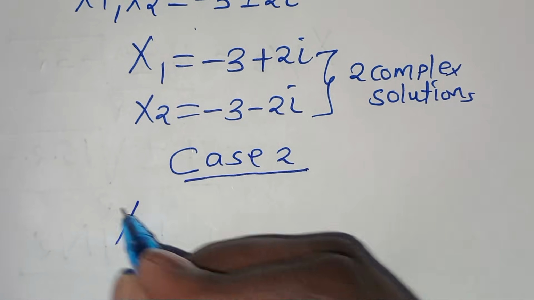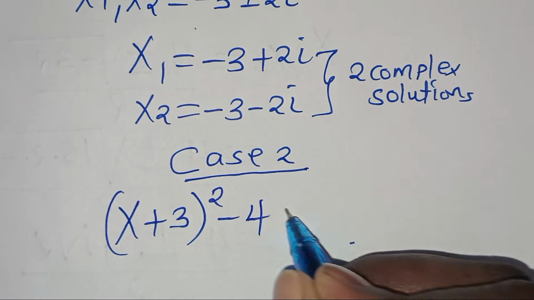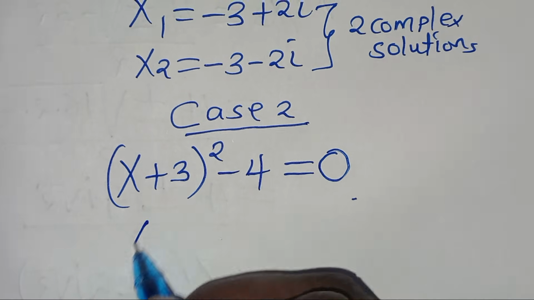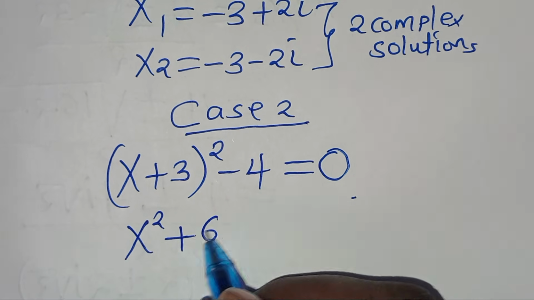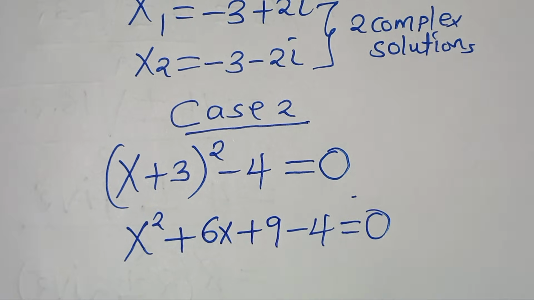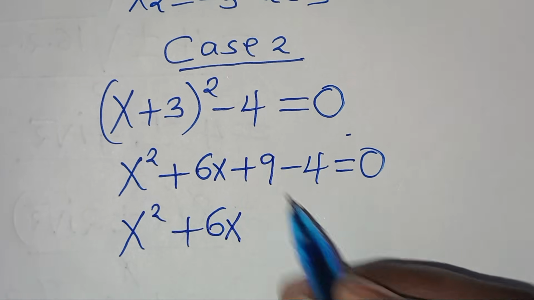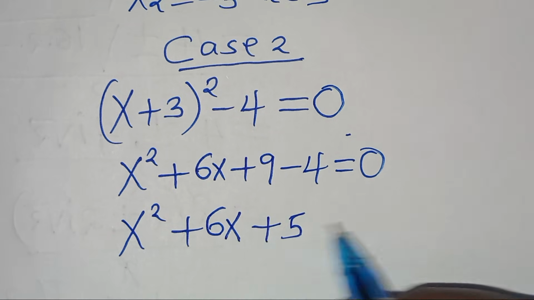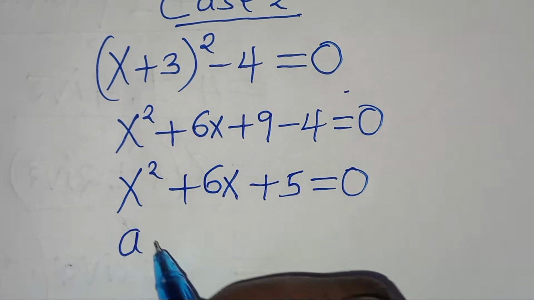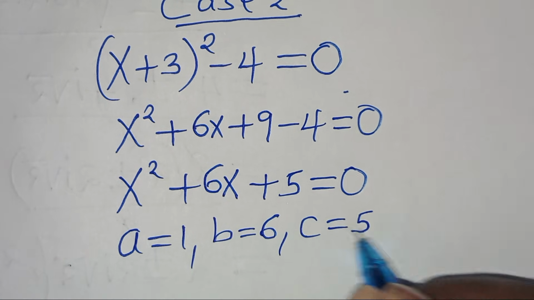In case 2 we have (x plus 3) raised to the power of 2, then subtract 4, is equal to 0. Let's expand this so that we have x to the power of 2 plus 6x plus 9 minus 4 equal to 0. So this is x to the power of 2 plus 6x plus 5 equal to 0. This is a quadratic equation where a is equal to 1, b is equal to 6, and c is equal to 5.